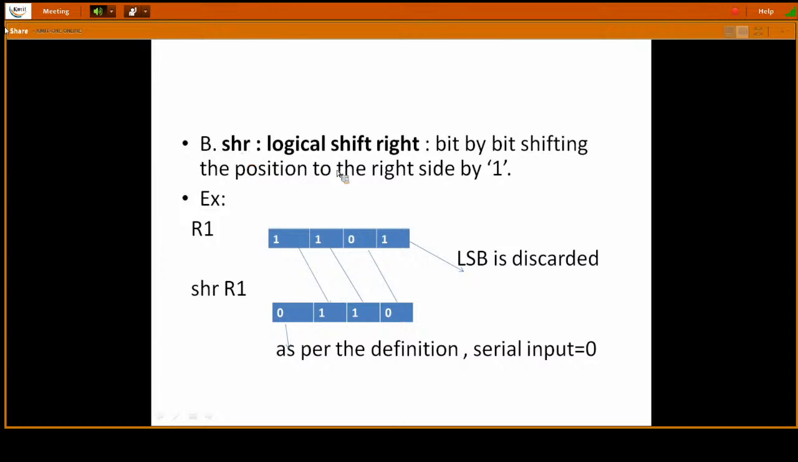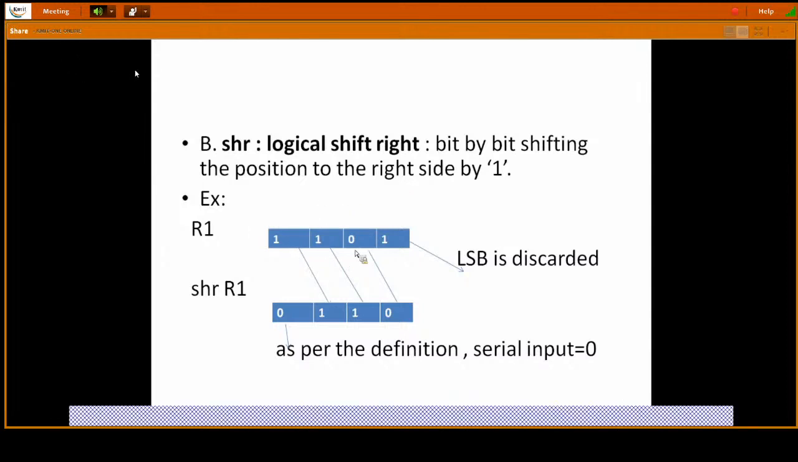In case of left, we are moving the bits of the register to the left side. In case of logical shift right, you will move the bits of the register towards the right side. One bit is moved to the right side. Consider the same register R1 which contains 1101. Whenever you are applying the logical shift right operation, what happened?